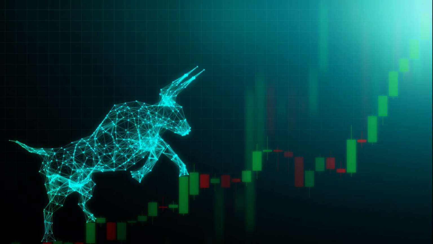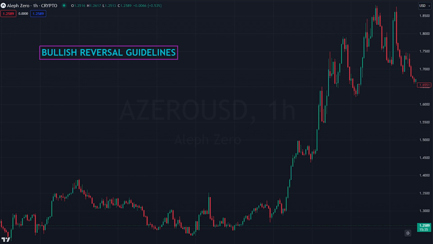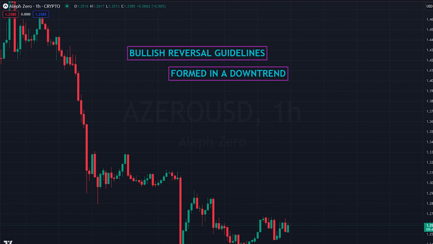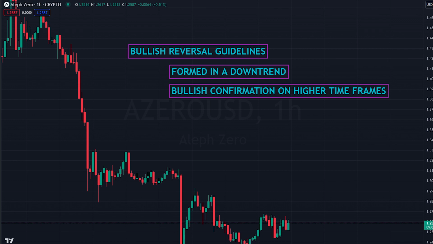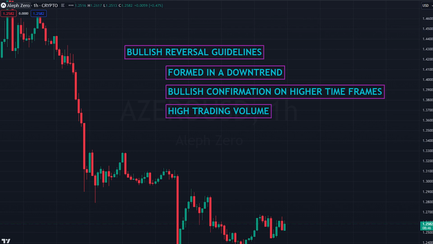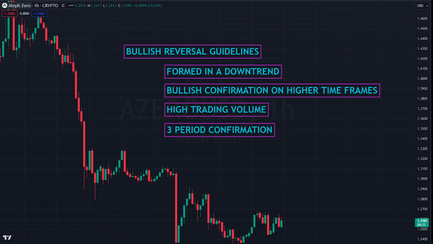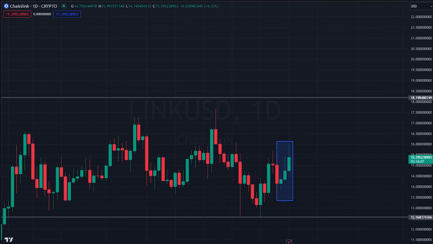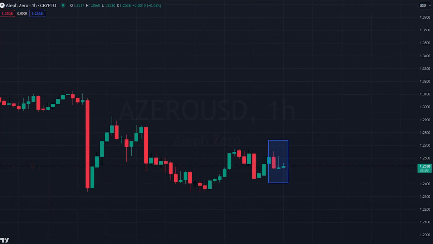These candles can be defined as a bullish momentum indicator. Now, here are some guidelines for bullish reversal candles. These candle patterns need to be formed in a downtrend. If not, then it's probably just a continuation pattern. Bullish reversal patterns require bullish confirmation. They must have accompanied trading volume. And they should be confirmed within 3 periods of forming. So if you're trading on the daily, it needs 3 days of confirmation. If you're trading on the hourly, 3 hours of confirmation.